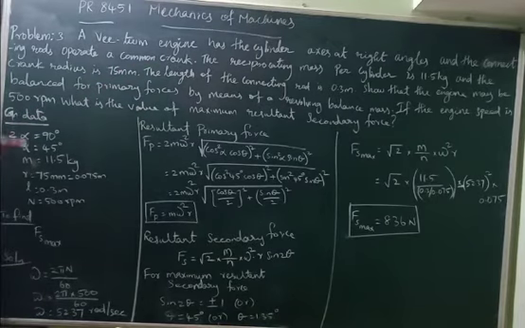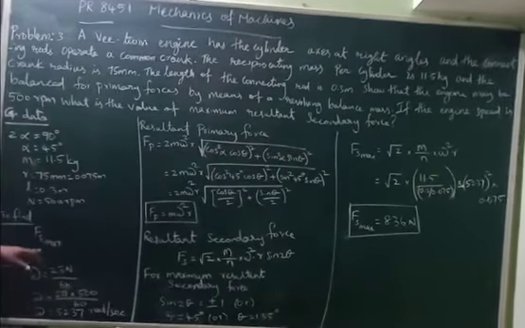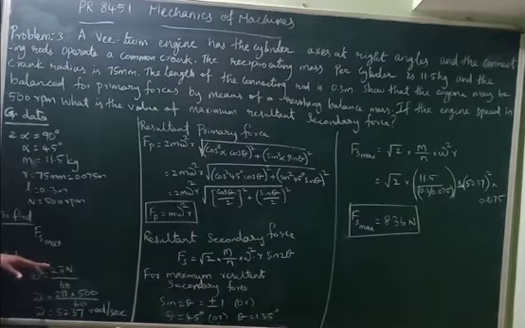Then they have given the reciprocating mass 11.5 kg and the crank radius 75 mm. So we need to convert into meters, divided by 1000. The value will be 0.075 meter, the length of the connecting rod is 0.3 meter, and they have given the engine speed, that is 500 rpm, capital N, right? Then what do we need to find? We have to find the value of the maximum resultant secondary force, that is Fs max, right?